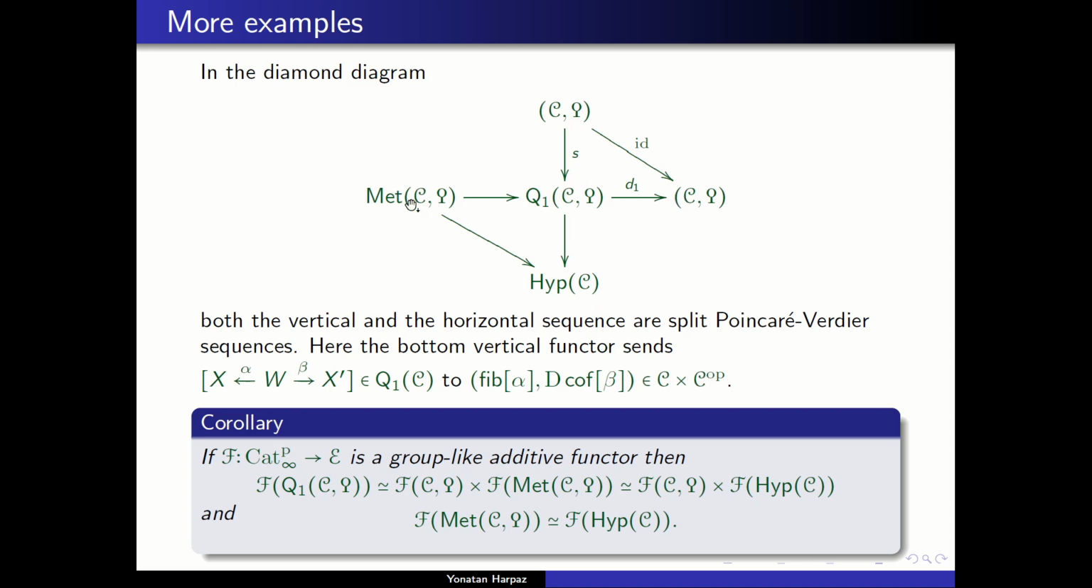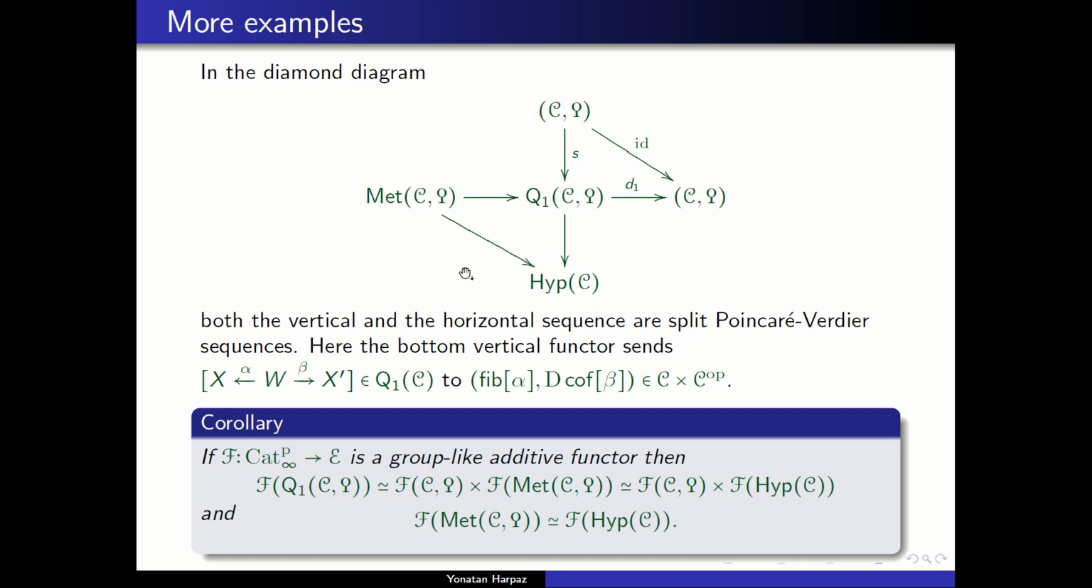And this means that if we have a functor F which is not only additive but also group-like, then not only will it send the horizontal sequence to a fiber sequence, the value that it gives on the middle object will split as a product of the value that it gives on C copa and the value that it gives on MET. This is the splitting. On the other hand, if you consider the vertical sequence, here the inclusion admits a one-sided inverse given by D1, and hence again we will have a similar type of splitting in the group-like case.